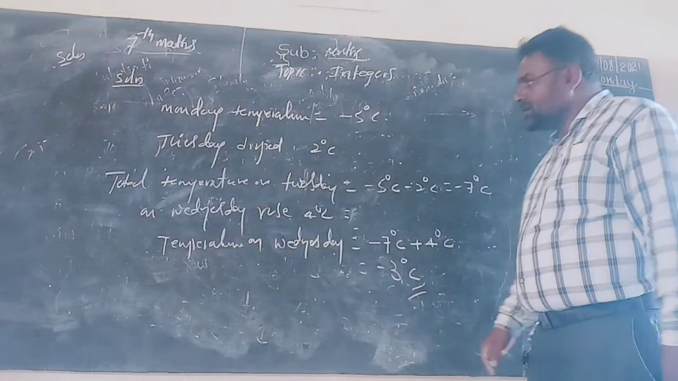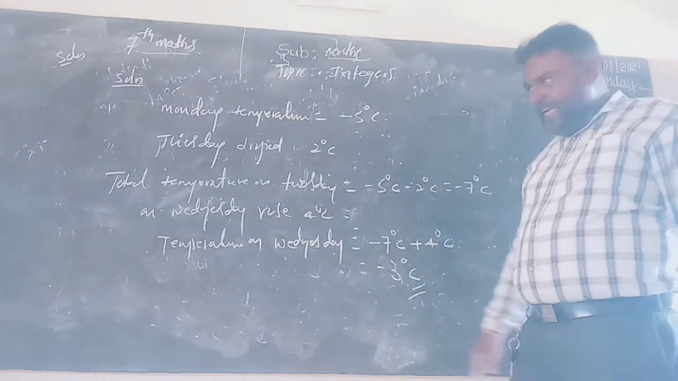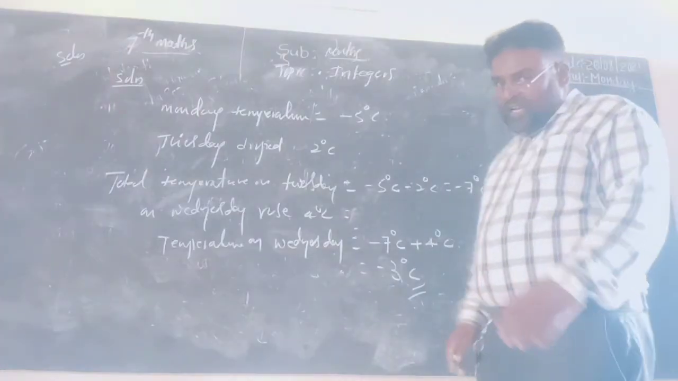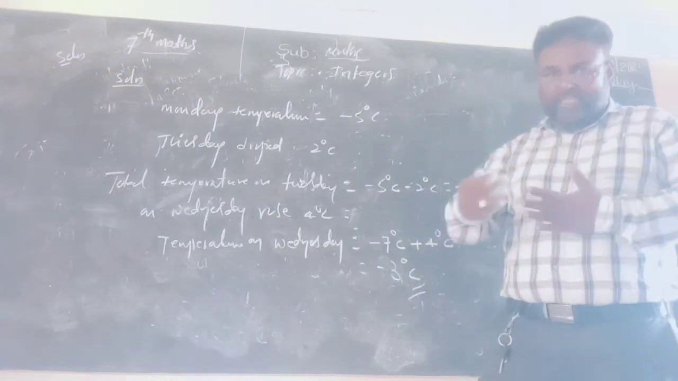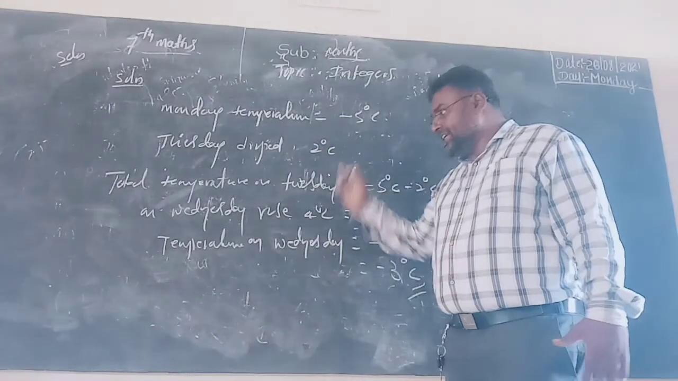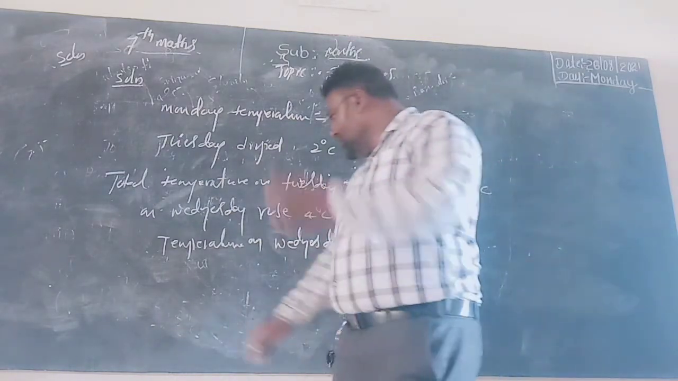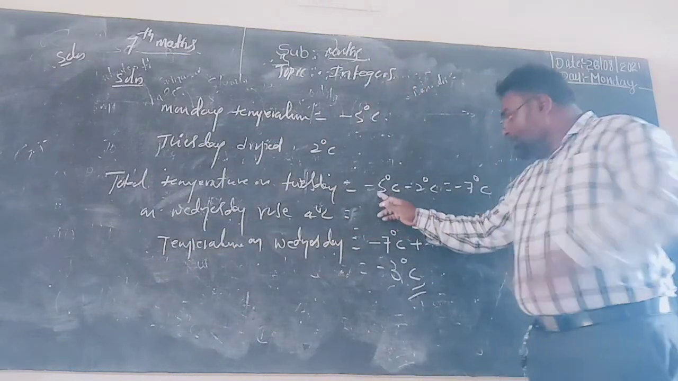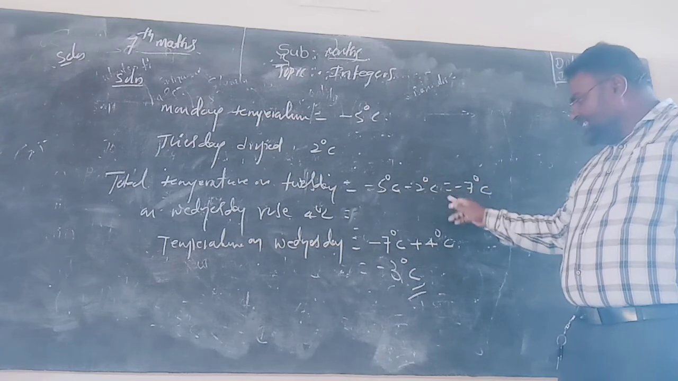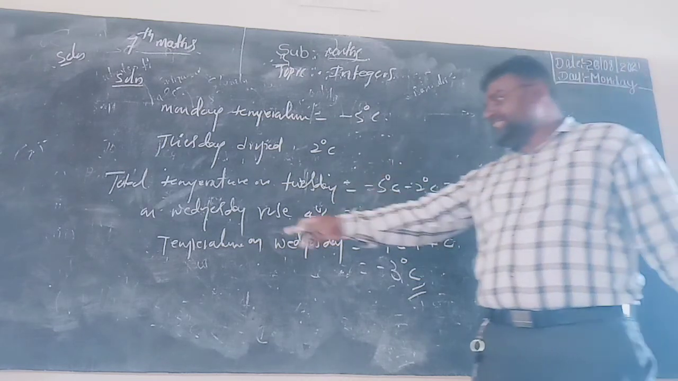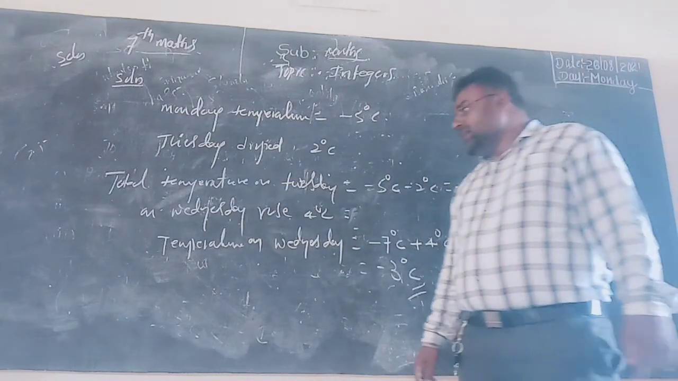Present: Monday temperature is minus 5 degree centigrade. Tuesday dropped 2 degree centigrade. Dropped is nothing but negative, minus, less. The temperature on Tuesday is equal to Monday's temperature minus 5 degree C minus 2 degree C is equal to minus 7 degree C. That is the temperature of Tuesday.